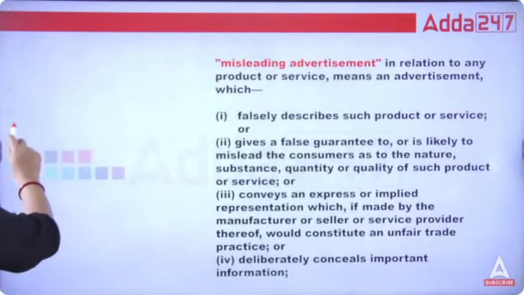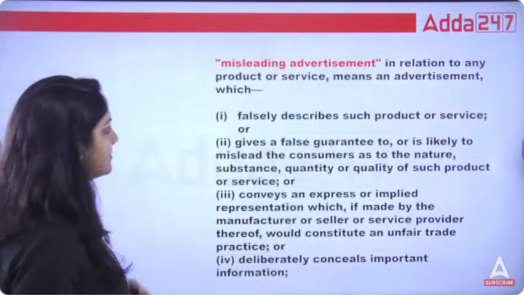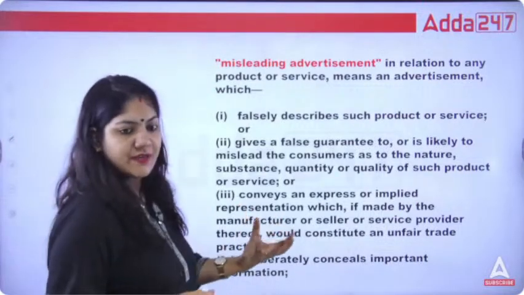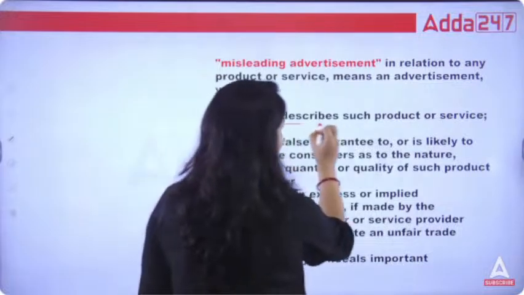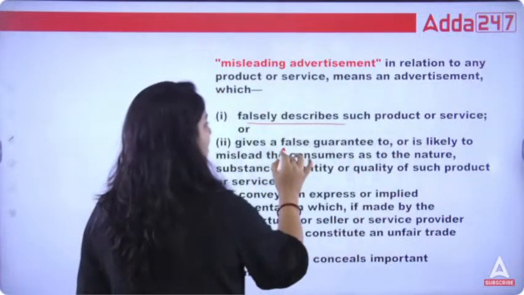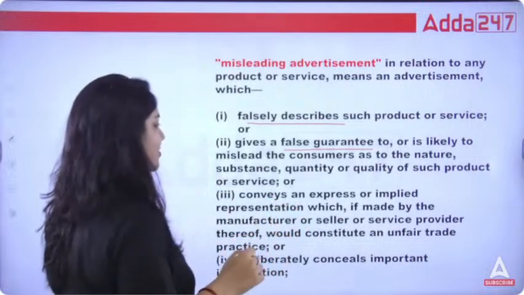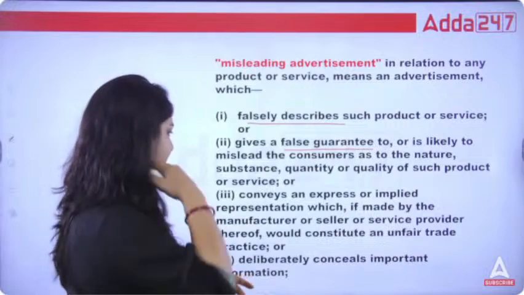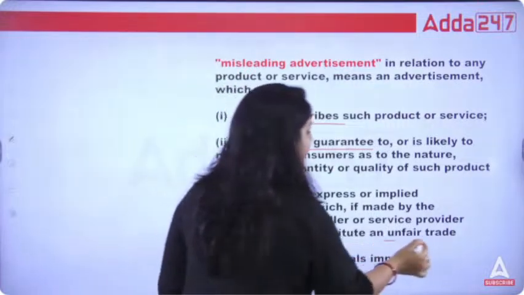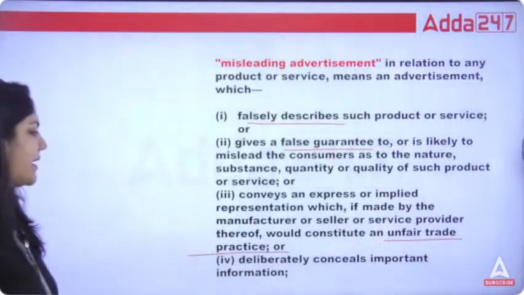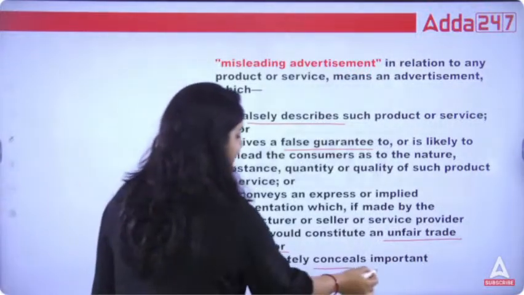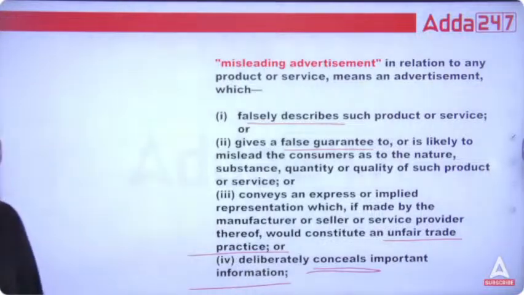What is misleading advertisement? Misleading means that if any good and services we are purchasing is falsely described, such product and services, false guarantee, convey express or implied representation which if made by the manufacturer, seller, service provider would constitute the unfair trade practice, and deliberately conceal. Conceal means to hide the important information. This is called misleading advertisement. That is important. Misleading advertisement.